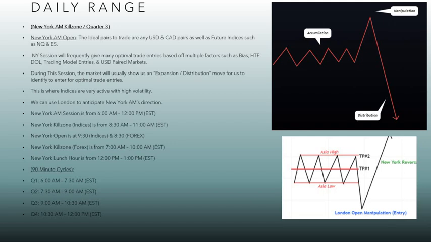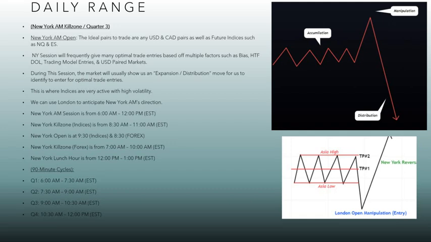Now, this is where we're going to get into the juicy stuff right here. So New York AM kill zone, otherwise known as quarter 3. So the New York AM open, the ideal pairs to trade are any US dollar or any Canadian dollar pairs, as well as futures indices such as NQ and ES. So NQ is NASDAQ futures. ES is S&P 500 futures.